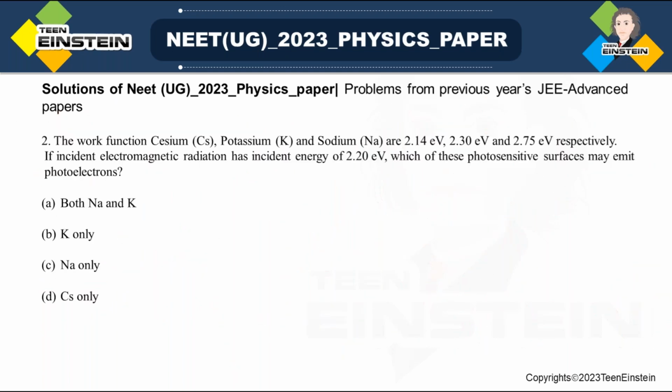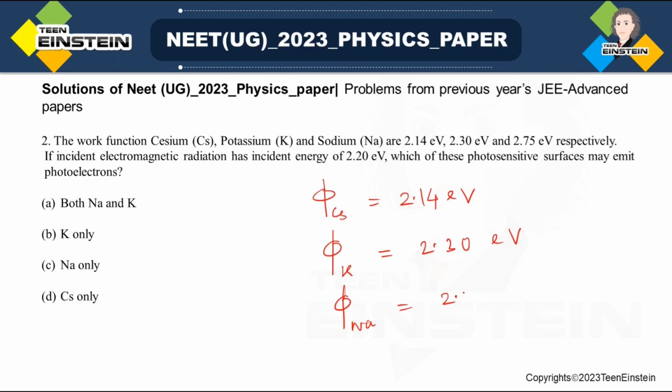The next problem is here related to photoelectric effect. Let us see the work function of cesium, potassium, and sodium. Let us write work function phi for cesium, it is 2.14 electron volt. Work function phi for potassium is given as 2.30 electron volt, and phi for sodium, Na, that is 2.75 electron volt.